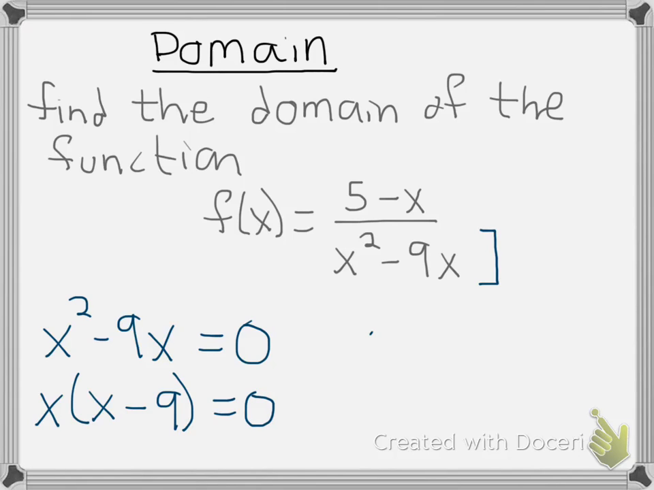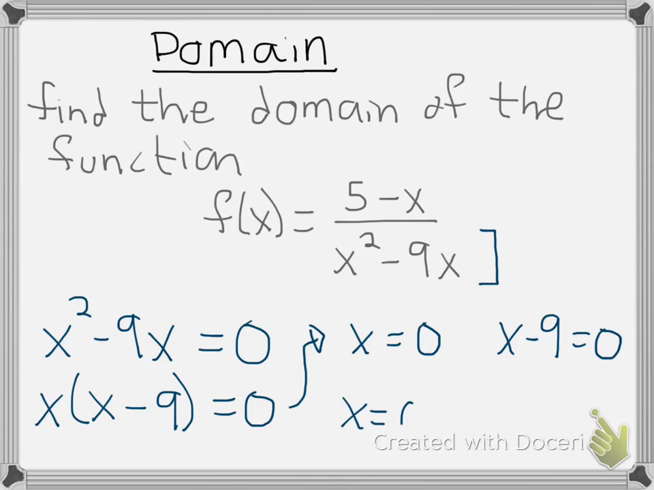So you can say that means you can take x and set it equal to 0. You can take x minus 9 and set it equal to 0. Each of the factors you can set equal to 0. So we end up with x equals 0 and x equals 9. Okay, so those are the two things that we got when we set the denominator equal to 0. So these must be excluded from our domain.